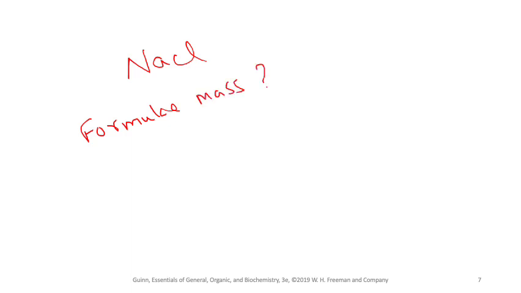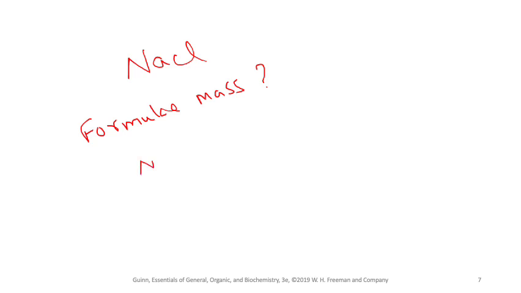Let's take an example of NaCl. And what is NaCl? NaCl is an ionic compound, so we have to calculate the formula mass for this NaCl. So how are we going to get the formula mass for NaCl? You will see in the formula over here, how many atoms of sodium do you have in there? 1 atom. And how many atoms of chlorine? 1 atom of chlorine. So you have to combine the atomic mass of sodium and chlorine.